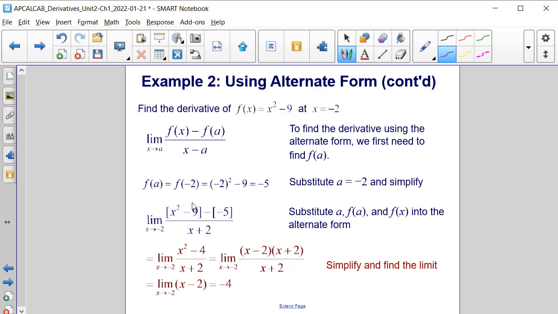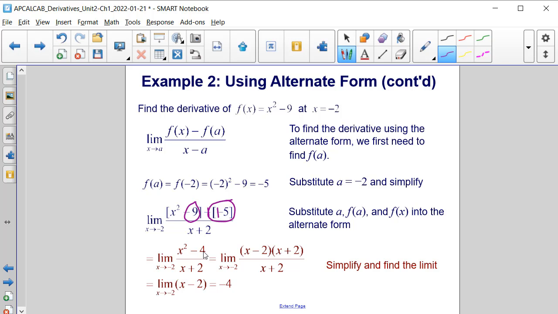And if we were to simplify this, we would first show that this makes a plus sign right here. And we have negative 9 plus 5, which is negative 4. That's how we got that value. So we're finding the limit as x approaches negative 2 of x squared minus 4 divided by x plus 2.